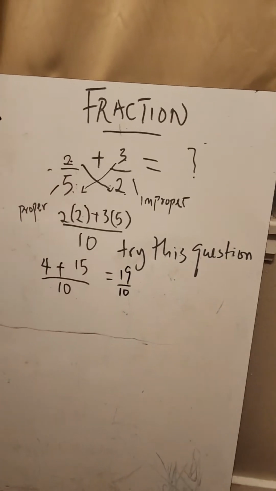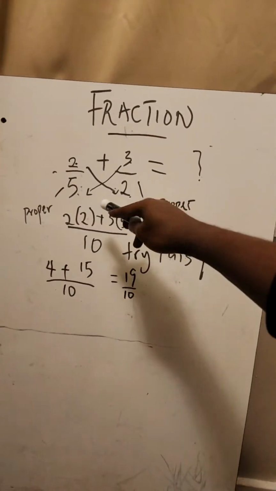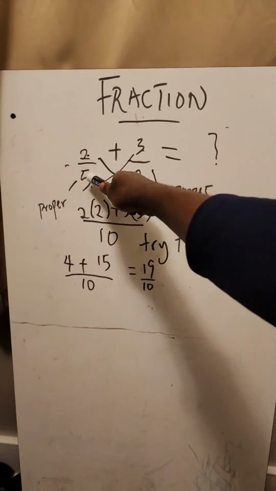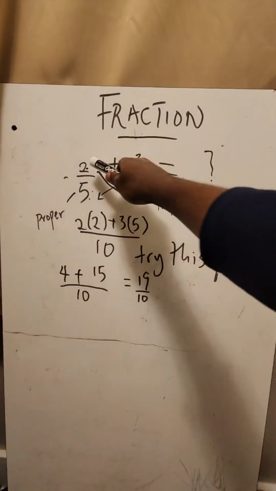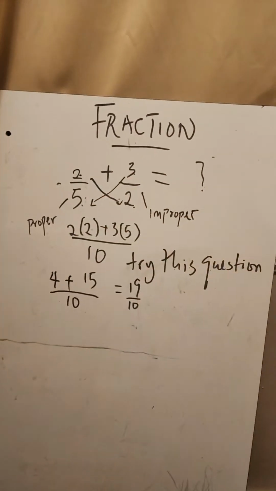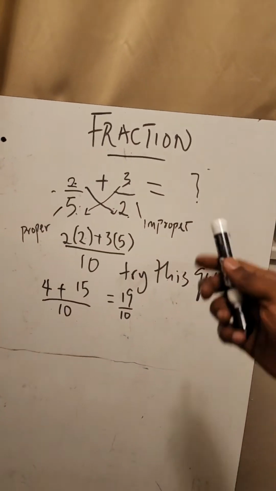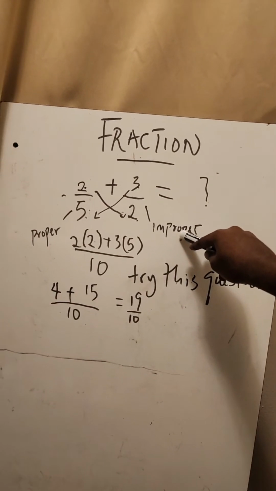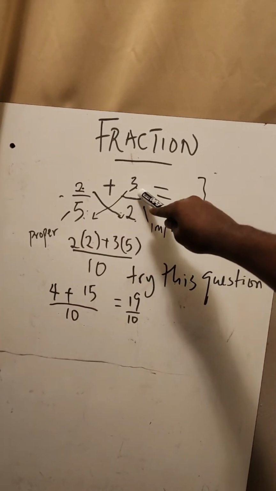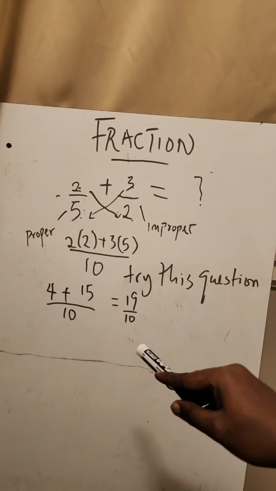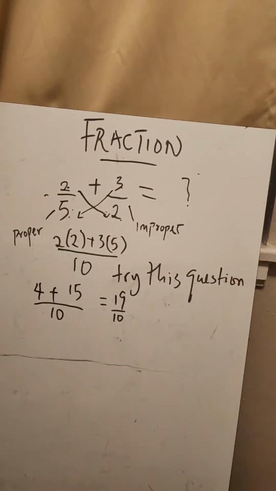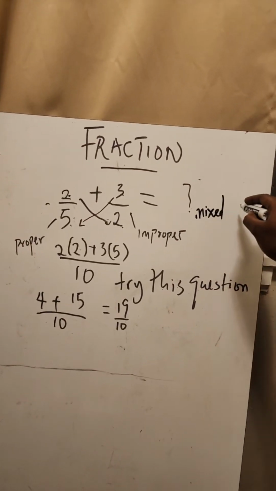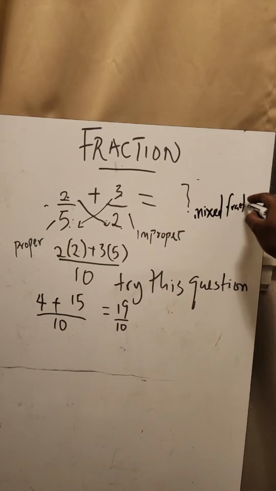Now looking at this question, you can see that this first term is a proper fraction. What makes this a proper fraction is that the numerator is very small compared with the denominator. And if you look at the second term, you can see that it is an improper fraction. What makes this an improper fraction is that the denominator is smaller compared with the numerator. And it is the improper fraction that leads to mixed fraction. So it always leads to mixed fraction.